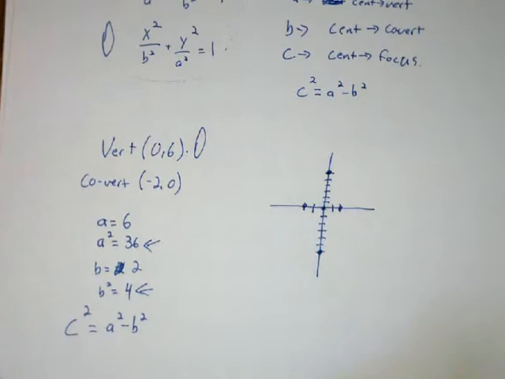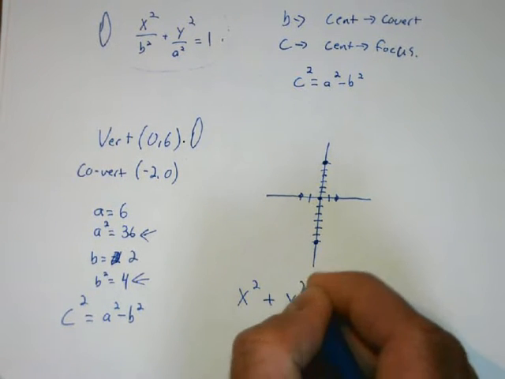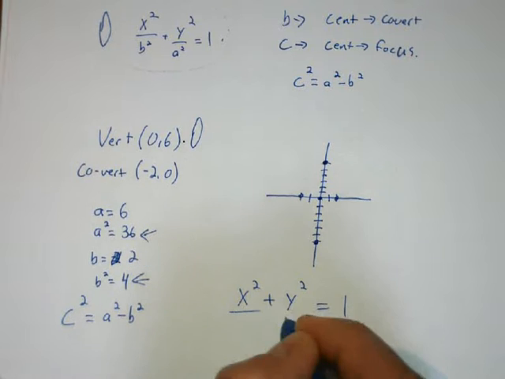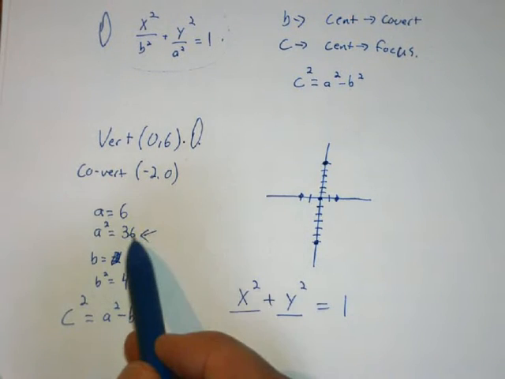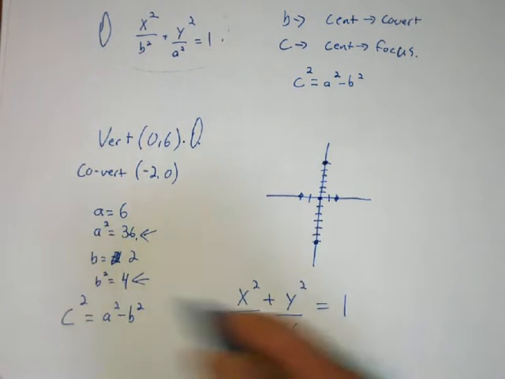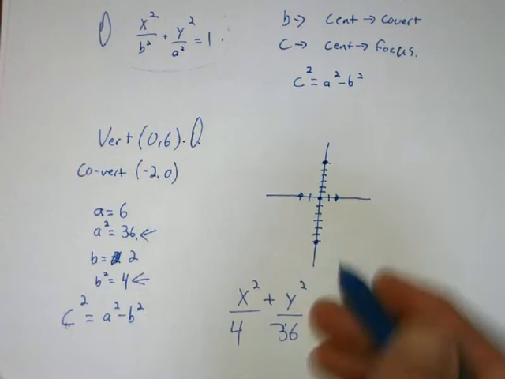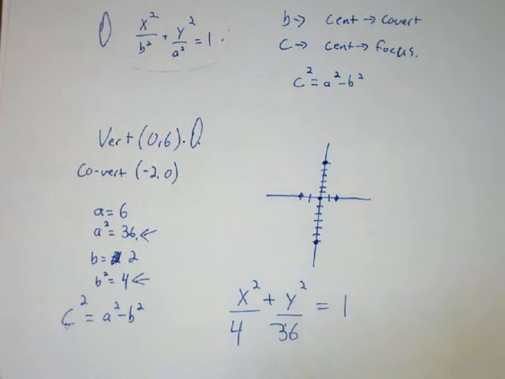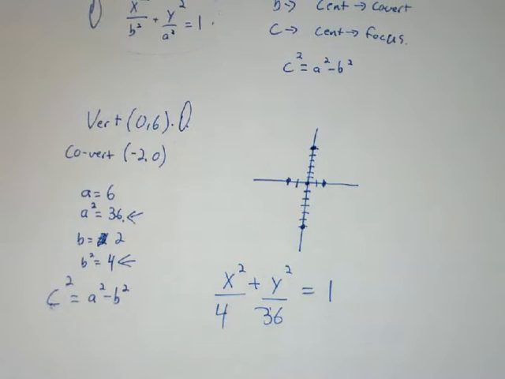So we know that it's going to be x squared plus y squared equaling 1. Since this is stretched vertically, that means that the A squared term goes underneath the y, and the B squared goes underneath the x. And that's what that would look like. Here, we didn't need to worry about the C value because we didn't have to actually locate it, because all I'm asking you to do today is just write out the equation. Okay? All right, let's look at another one.